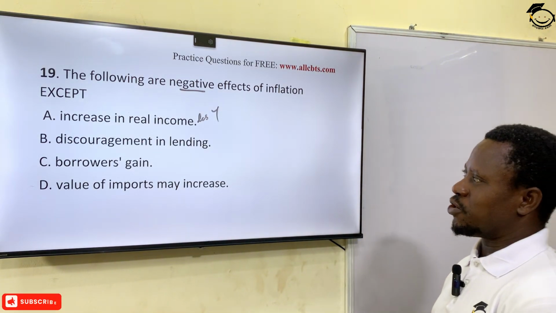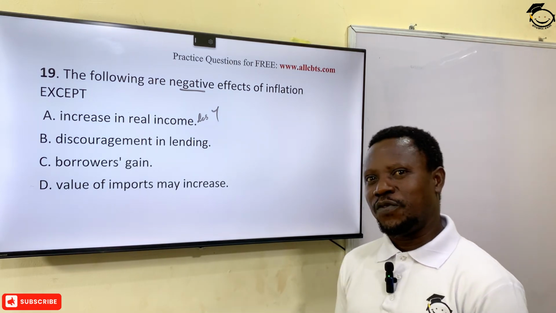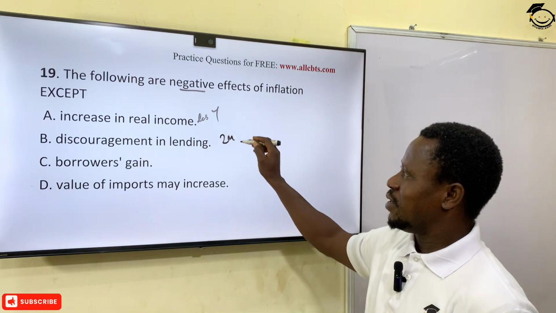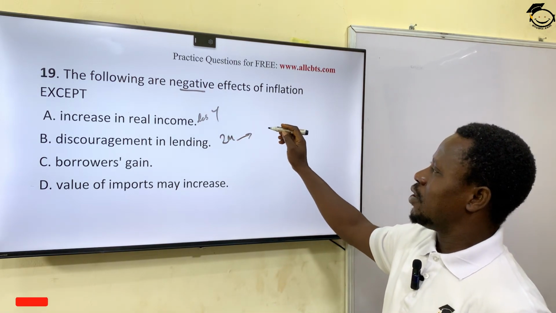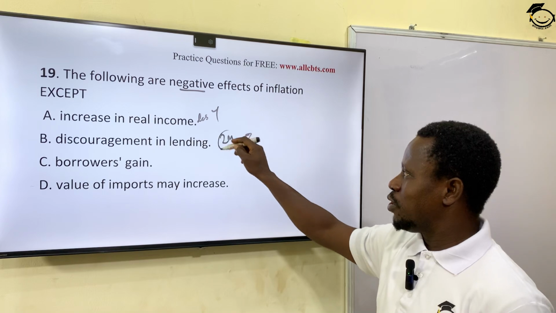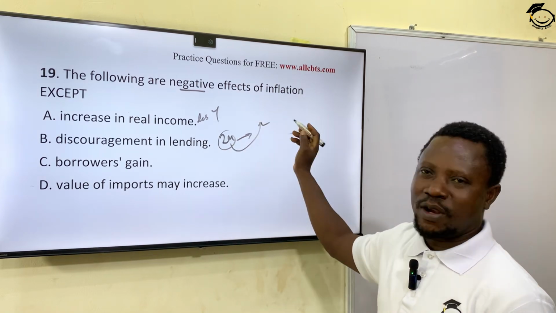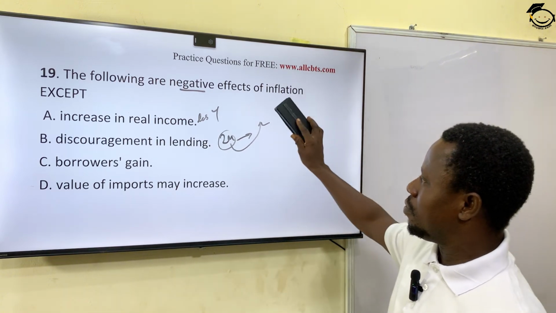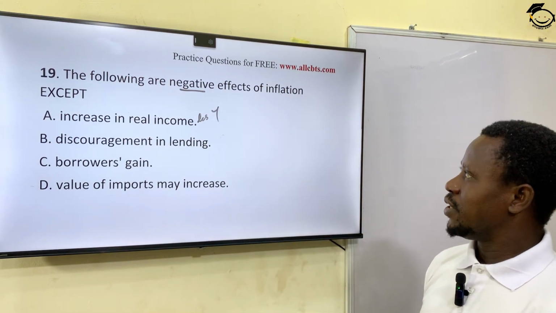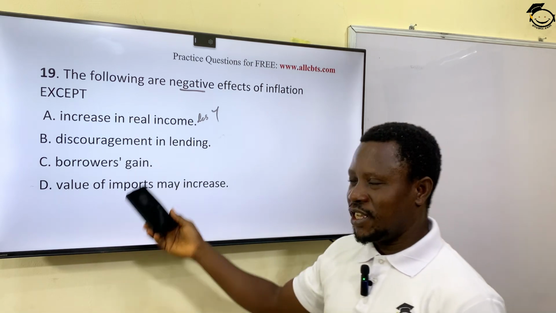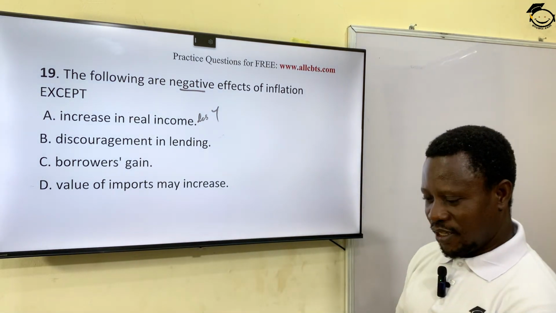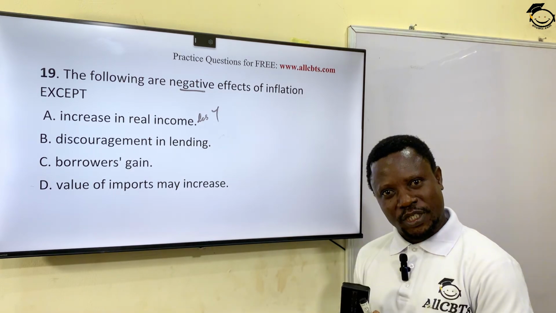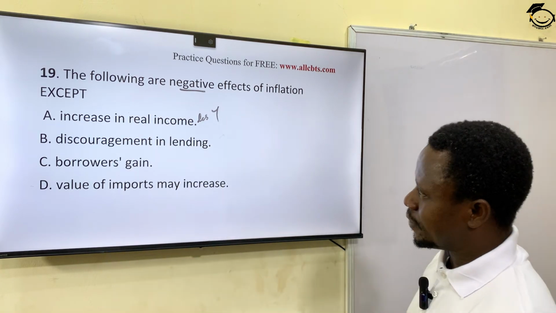Let's see. Discouragement in lending. During inflation, people don't like to lend. Do you know why? When you lend somebody 2 million now, by the time they pay you back in 6 months or in 1 year's time, what this 2 million can buy can no longer buy the same thing again. So people are discouraged from lending money. All right? So that's a negative effect. Borrowers gain, of course. Whoever borrows money gets the money now and uses it for whatever they desire. So it's positive to them, it's good for them, of course.